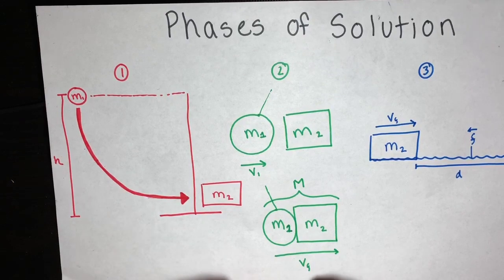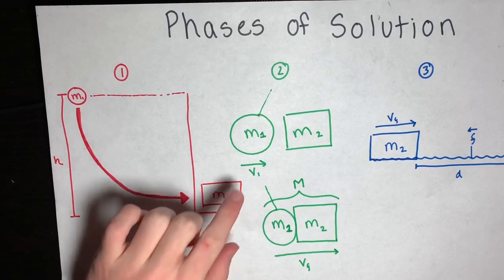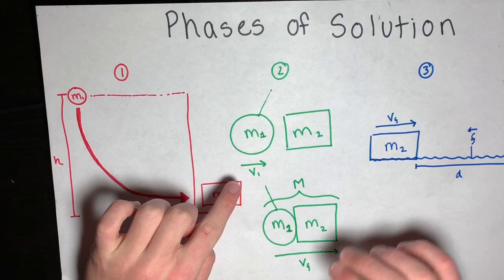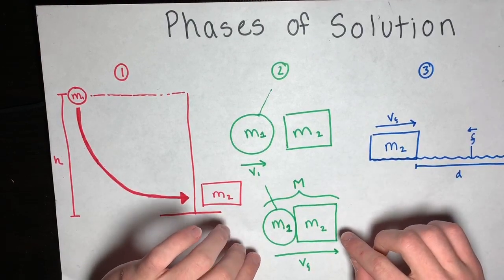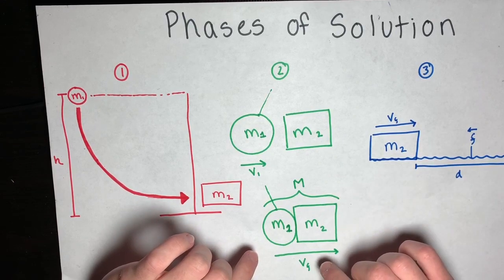This brings us to the second phase, which is the conservation of momentum. Mass 1 collides with its initial velocity to the stationary mass 2. In the end, it's a perfectly inelastic collision momentarily, so that the combined masses have the same velocity.